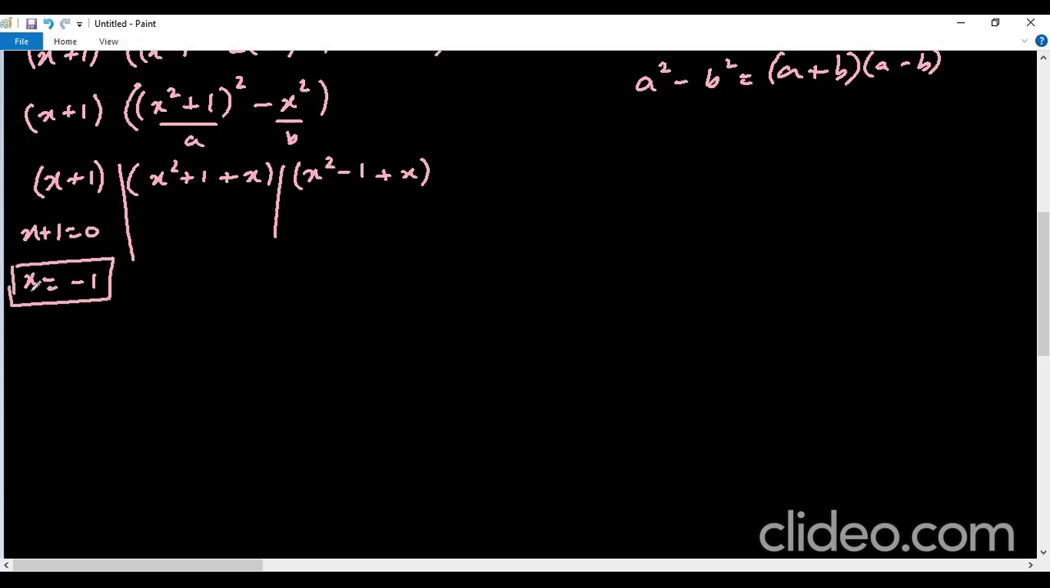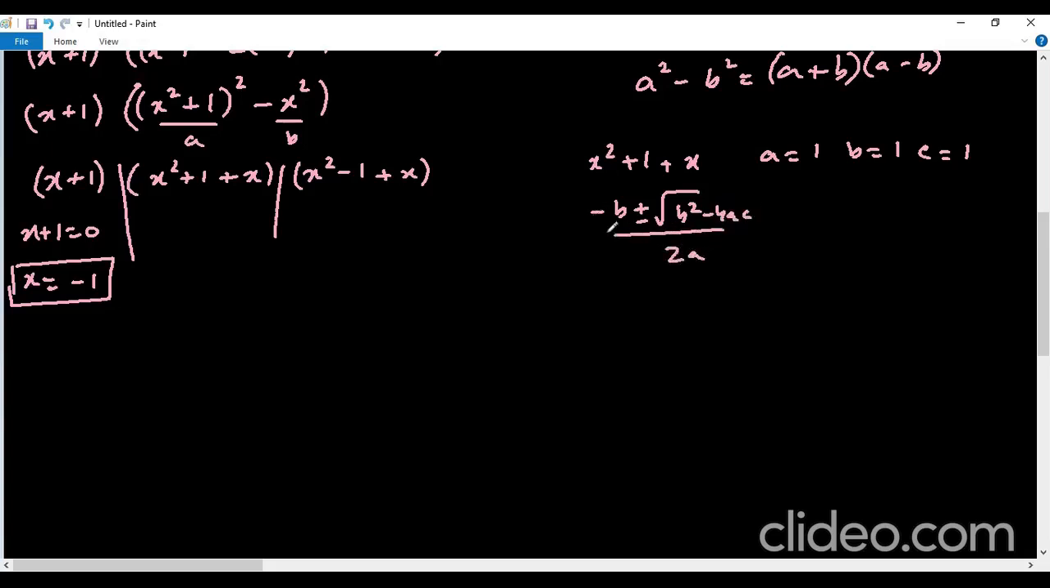The value of x is going to be negative 1. Now these are imaginary values in which I will be using the quadratic formula. So the first one, I'm solving x square plus 1 plus x. That means the value of a is 1, the value of b is 1 and the value of c is also 1. Here, I'll be applying minus b plus minus under root b square minus 4ac over 2a.